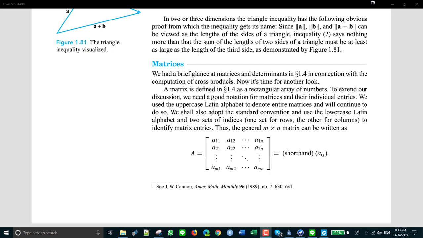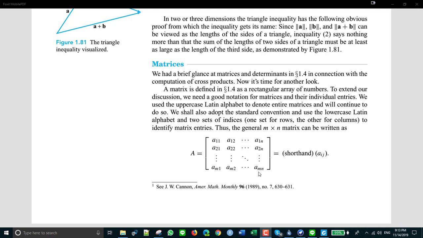Okay, let's talk about matrices again and see how we're going to denote them in this text. So a matrix is defined as a rectangular array of numbers. So we need a good notation for matrices and their individual entries. So we're going to use the uppercase Latin alphabet to denote the entire matrix, like this, A, and we will continue to do so. We shall also adopt the standard convention and use the lowercase Latin alphabet and two sets of indices, one set for rows and the other for columns, to identify the entries. So here we have two sets of indices, like here M and N.